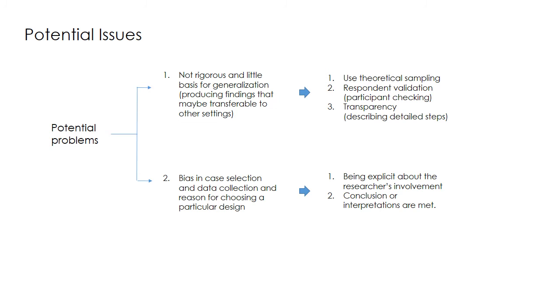So how can we avoid these problems? Use theoretical sampling. Identify your sampling carefully. Make sure that the sample that we are using is appropriate. So what type of sampling are you using? Are you using purposive? Then it can only be generalized to that particular population, not to other populations. So you have to be very, very careful on all those things.